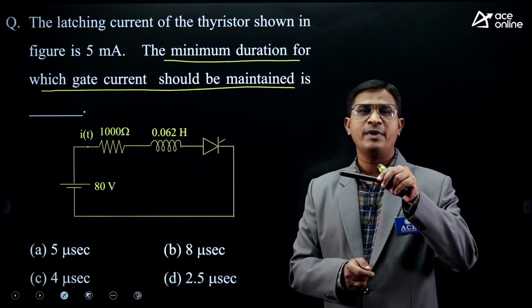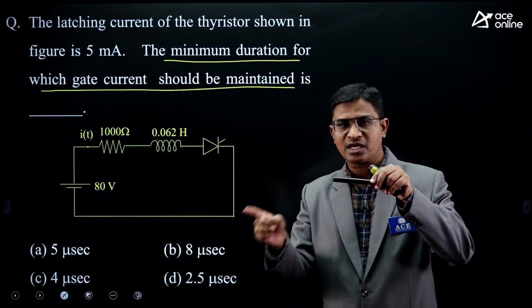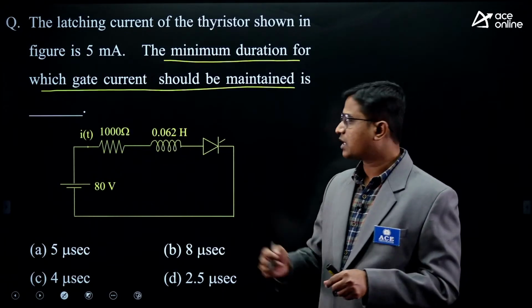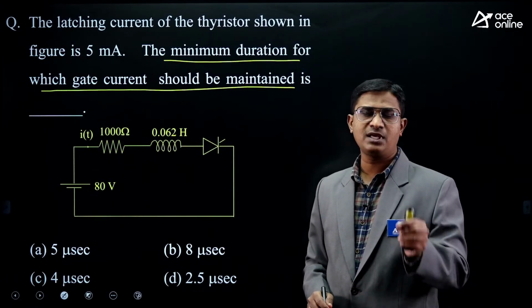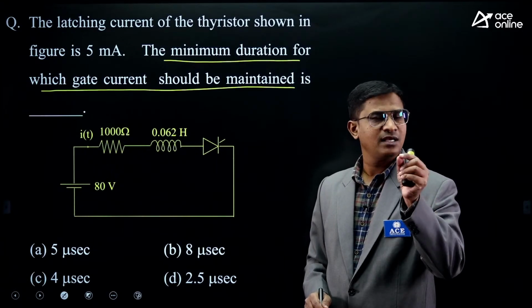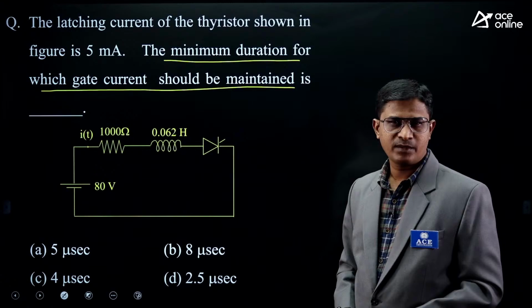I need to maintain the gate signal, which means I need to circulate the gate current in the gate-cathode circuit of the SCR till the current flowing through the SCR reaches which value? The latching current value. Till the current flowing through the SCR reaches the latching current value. Alright? Yes. Let us discuss this.